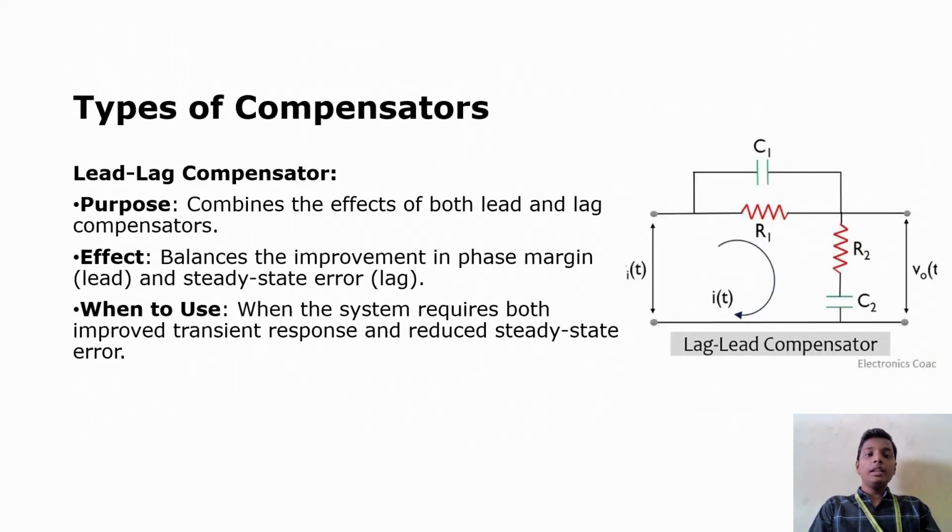Third one, lead lag compensator. Purpose: combines the effects of both lead and lag compensators. Effect: balances the improvement in phase margin and steady state error. When to use? When the system requires both improved transient response and reduced steady state error.